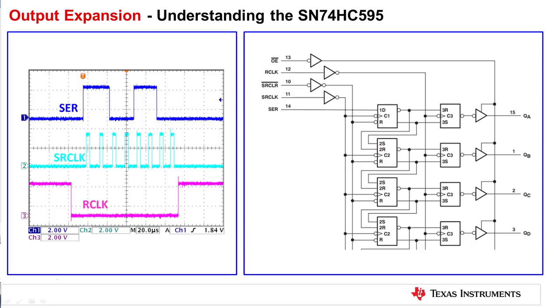SR clock is positive edge triggered, and after 8 clocks, the data propagates into each of the 8 flip-flops. The R clock is the register clock and is positive edge triggered as well. When R clock is clocked from low to high, the data is output simultaneously from QA to QH pins.